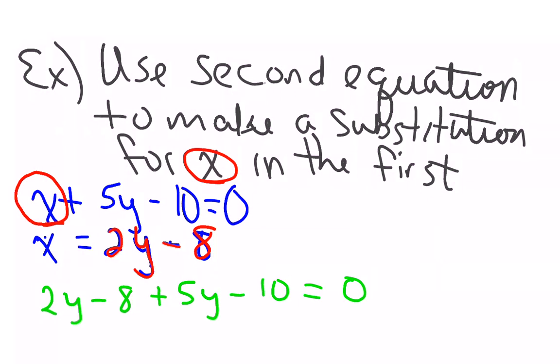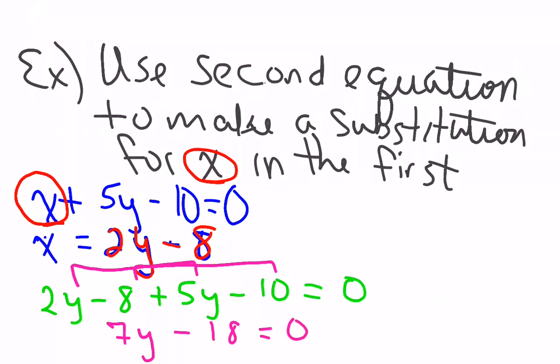So we've made the substitution. Now we just want to make it look pretty and kind of clean it up. So like terms. So these are alike and those are alike. 2y plus 5y is 7y. And negative 8 minus 10 is going to be negative 18. And so that would be our resulting equation when we substitute that in.